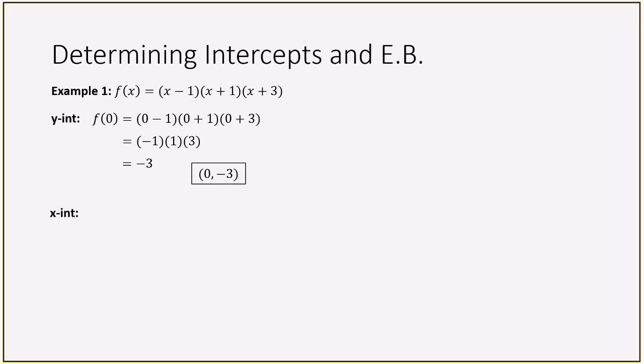Now to find my x-intercepts, I flip the process. I set my f of x equal to 0 and my y equal to 0, and I solve for x. Well, the nice thing about this is I don't even have to factor. It's already in factored form. So I can set each part equal to 0 and then solve, and it's just a one-step solving process. I would say x minus 1 is equal to 0, so x is equal to 1. x plus 1 is equal to 0, so negative 1, 0 is an intercept. x plus 3 is equal to 0, so negative 3, 0 is an intercept.